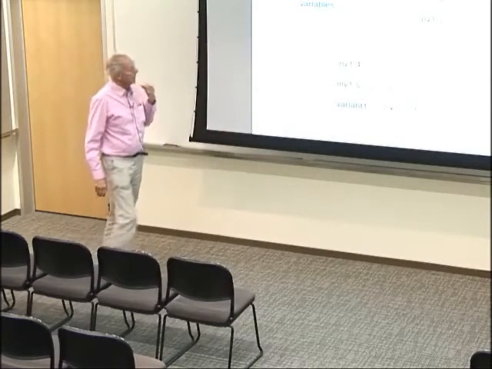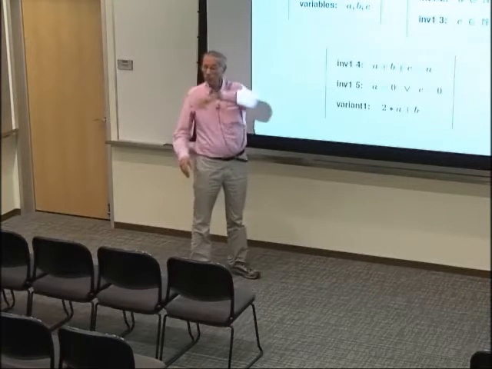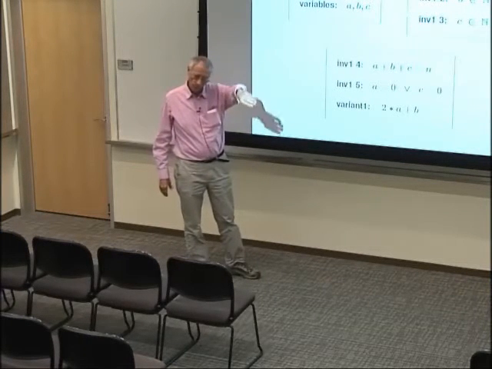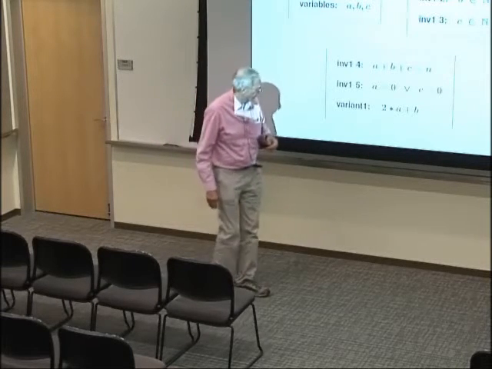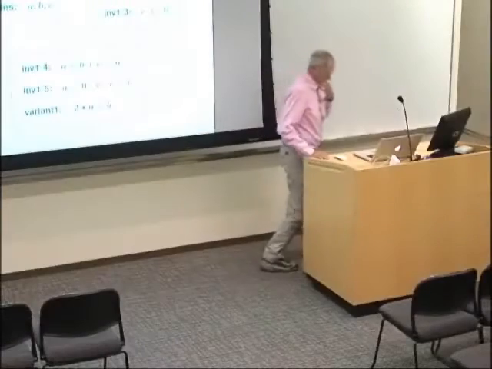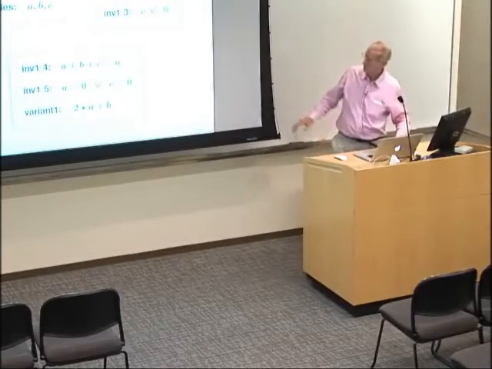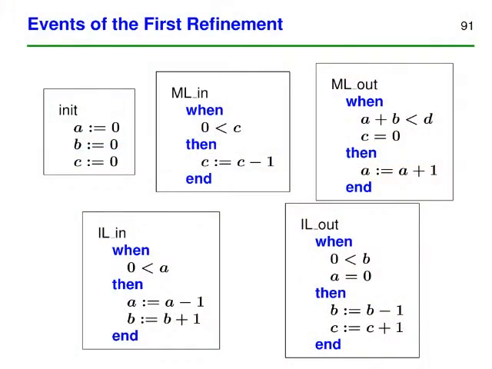invariant explaining that the bridge is one way, a being the number of cars going in one direction, and c the number of cars going in the other direction. So a is 0 or c is 0. So this is the formalization of the fact that the bridge is one way. And then we have this variant. Okay, and these were the various events.